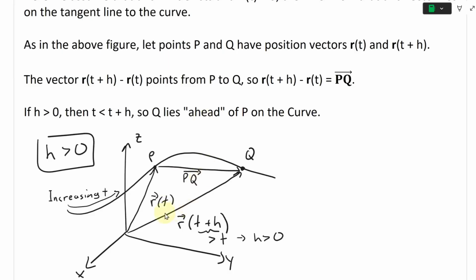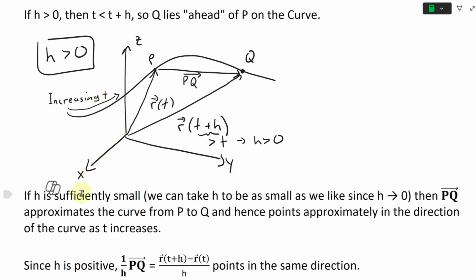And again, you could recall how you can add vectors. So r of t plus PQ equals this one. Then to get this one, you just move this over to the other side and then you subtract them. And right here, if h is sufficiently small, we can take h to be as small as we like, since h approaches 0 in the limit. Then this PQ vector, or secant vector, approximates the curve from P to Q.